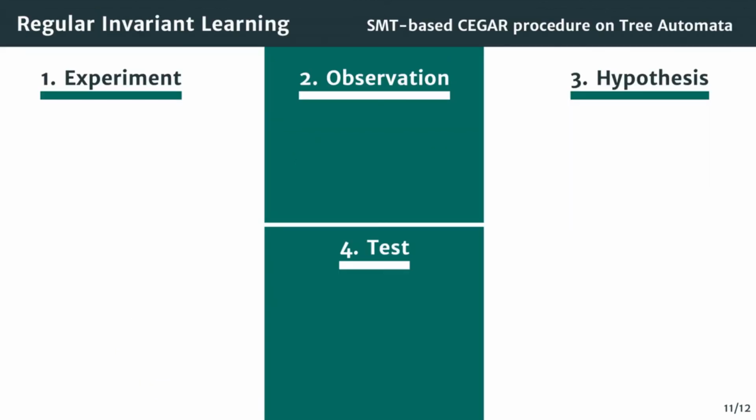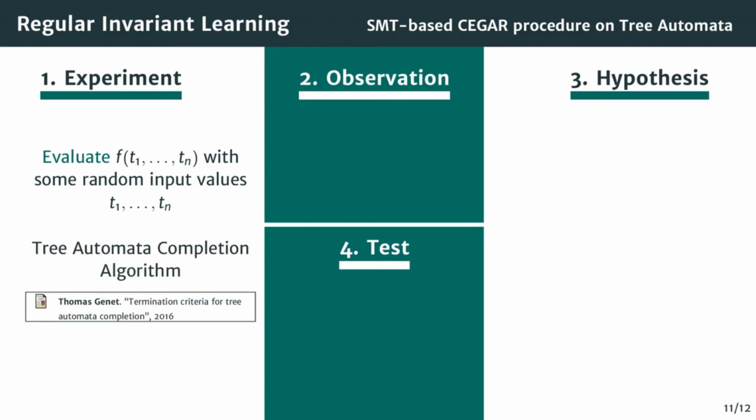In our paper, we define a counterexample guided regular invariant learning procedure based on tree automata completion and SMT solving. It consists in repeating 4 steps until it finds a solution or a counterexample. Step 1, we experiment. We evaluate some terms of the form f of t1 to tn, where f is the analyzed symbol and t1 to tn some random input values. We do that efficiently using the tree automata completion algorithm. We then observe the result of our experiment and deduce some constraints on the language we are learning.